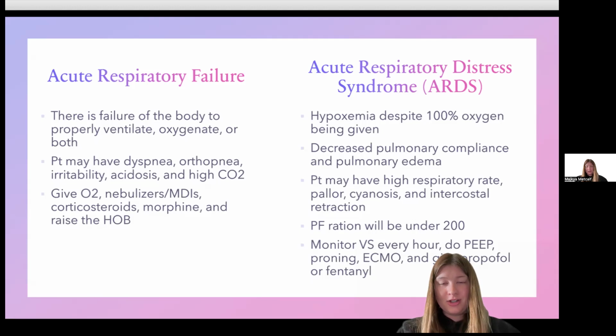see that intercostal retraction. So that just shows us that they're really, really working hard to get air into their body. These patients will have a PF ratio of under 200, and we're going to make sure that every hour we are monitoring their vital signs. We're doing PEEP, proning the patient, doing ECMO, and then we might also be using propofol or fentanyl.